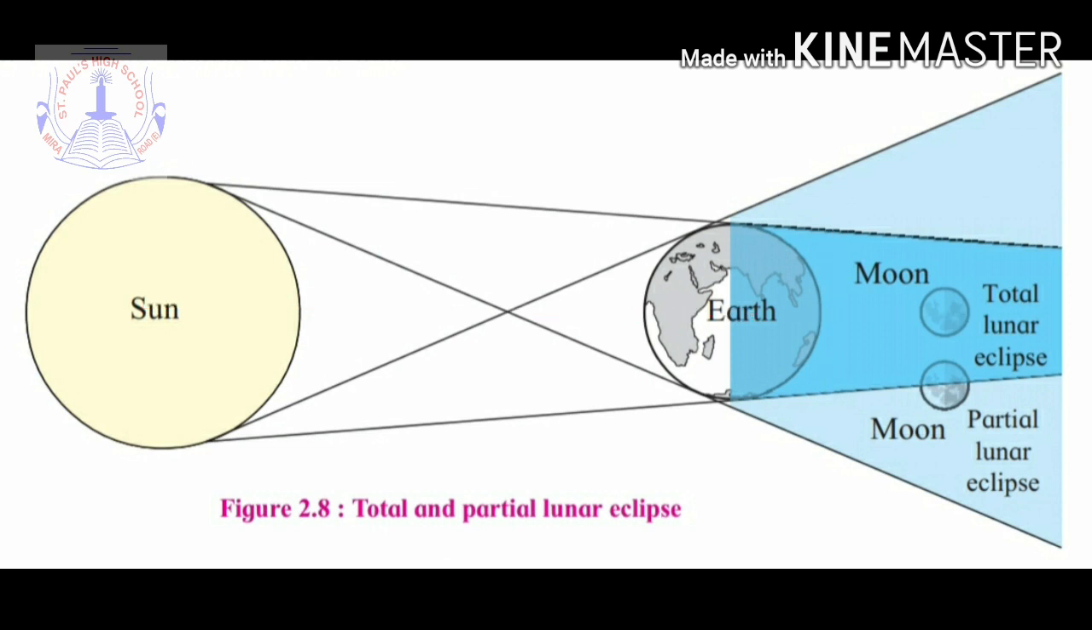On a full moon day, the moon's path of revolution passes through the thick shadow of the earth. If the moon is totally hidden within the shadow, we see a total lunar eclipse, and only if a part of the moon is in the shadow, we see a partial lunar eclipse. You can understand this better with the help of this figure 2.8.